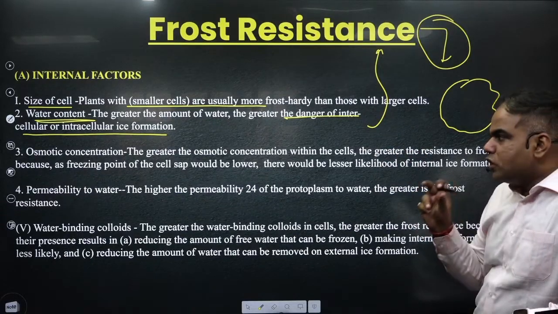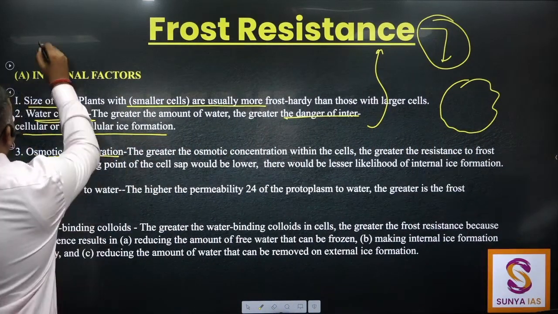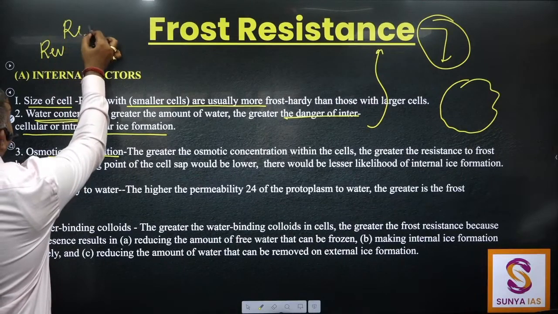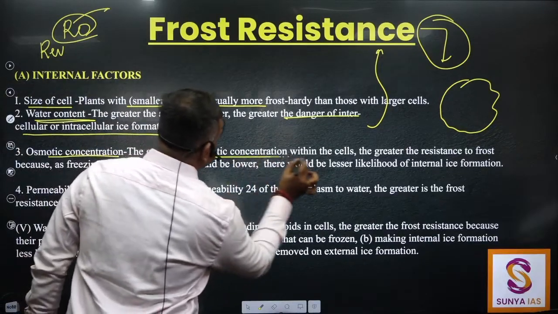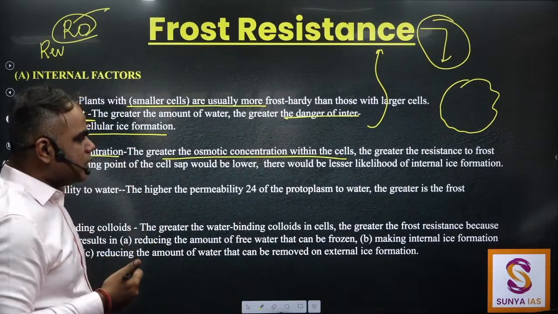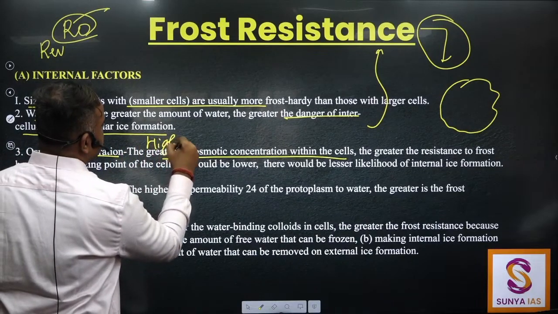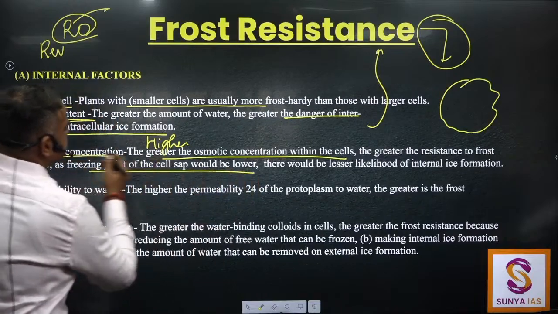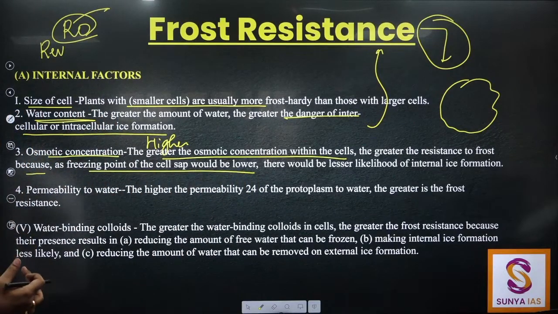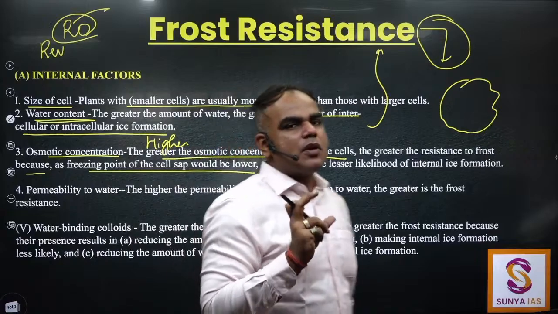Then there is the part of osmotic concentration. Again, you read about osmosis, and we also read about reverse osmosis. RO is the part related to how drinking water is purified, etc. So here, the greater the osmotic concentration within the cells, there is a greater resistance to frost. Because the freezing point of the cell sap is going to be low. If the freezing point of cell sap is very low, the chances of internal ice formation are going to be less.